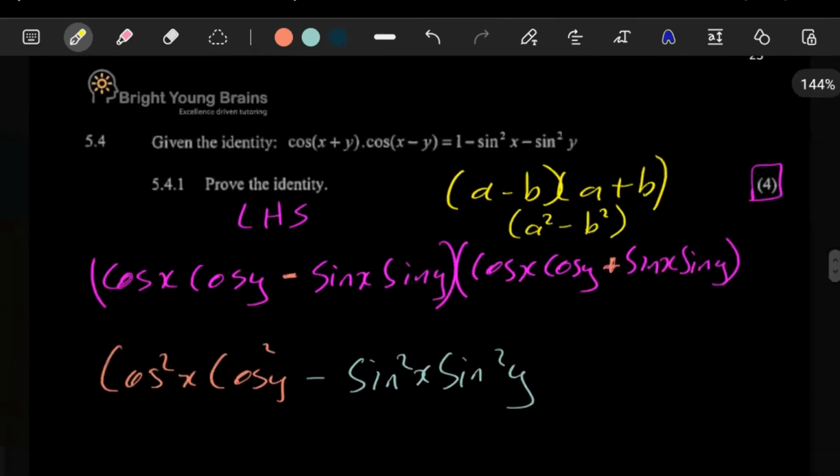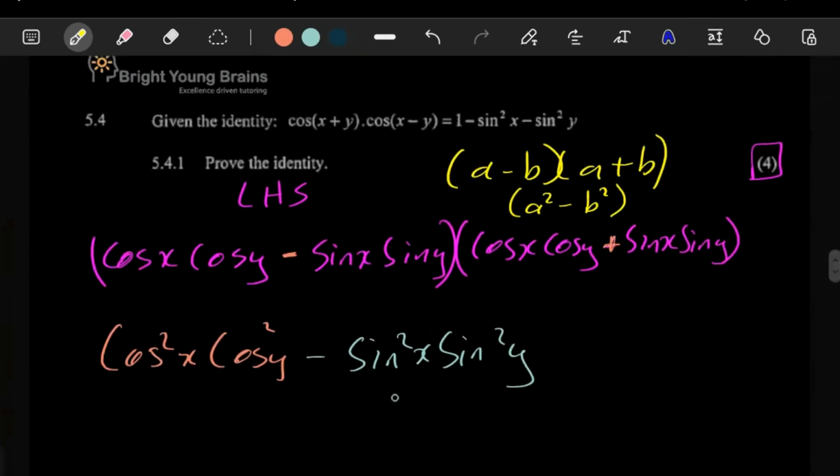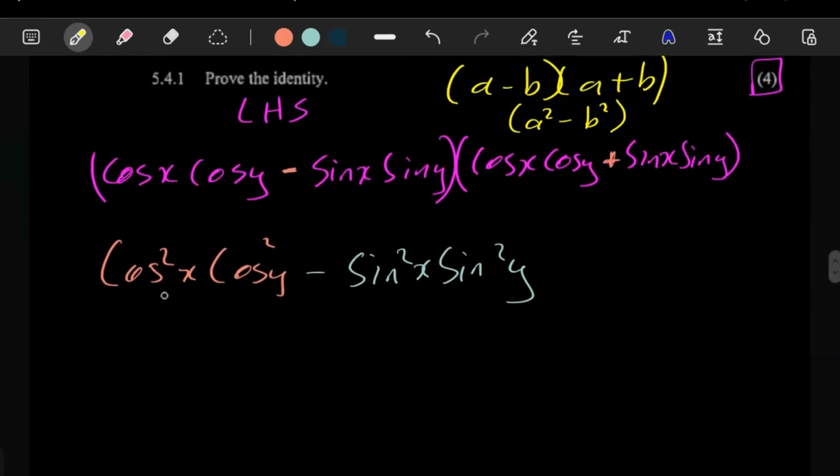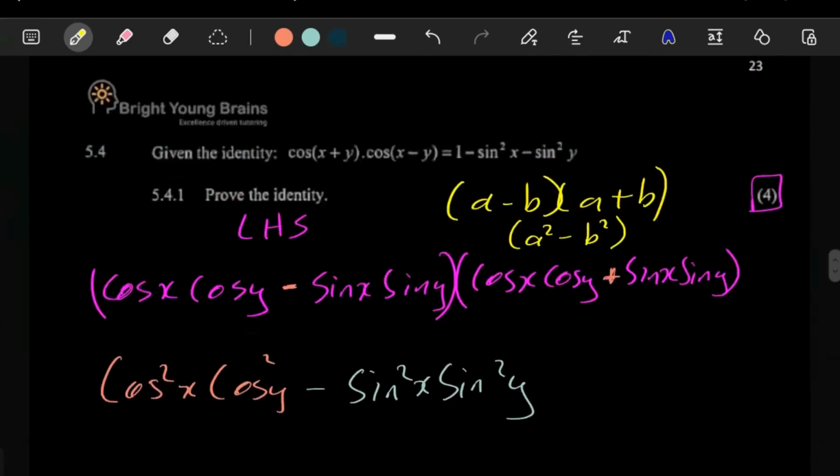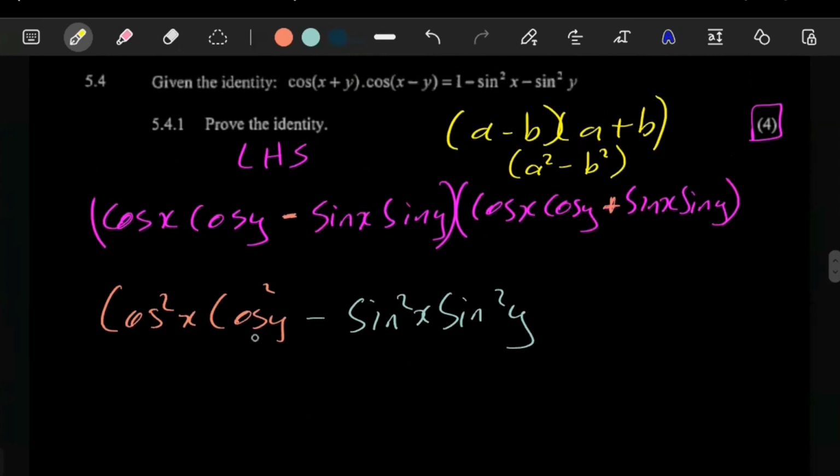Judging from where we're going, we need to end up with a 1 somewhere. Ending up with a 1, we may be thinking we need like terms, things that look similar. So there's already a sine squared y here, so let's leave that. This we can maybe change to cos squared x. And then what? The cos y needs to go.